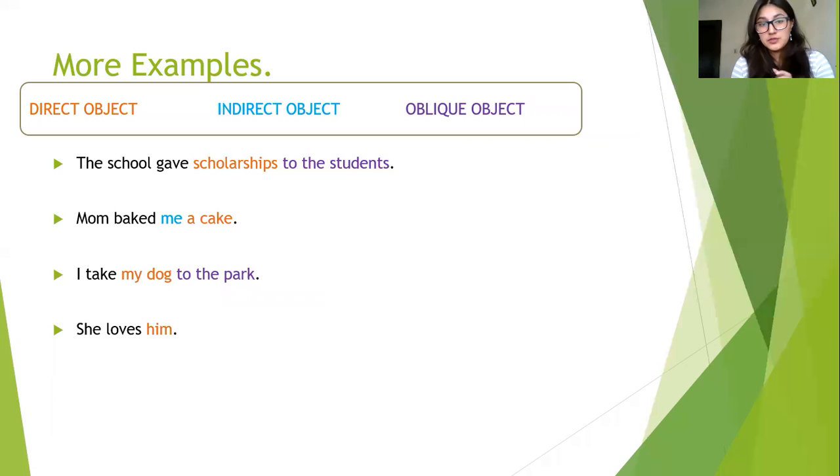It is important to finish by noticing that in a sentence you are not always going to have an indirect object or an oblique object. And if you have one of them, then you cannot have the other. It means that if you have an indirect object in a sentence, then you cannot have an oblique object, or the opposite. If you have in a sentence the direct object and the oblique object, then you cannot have an indirect object. And if you have the oblique, you cannot have the indirect object.